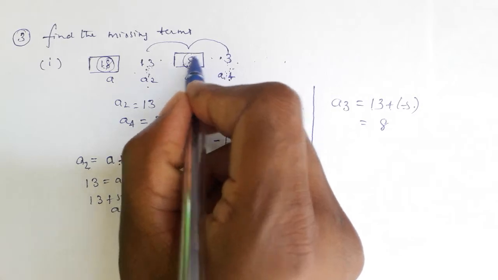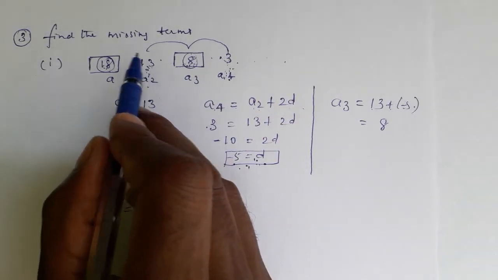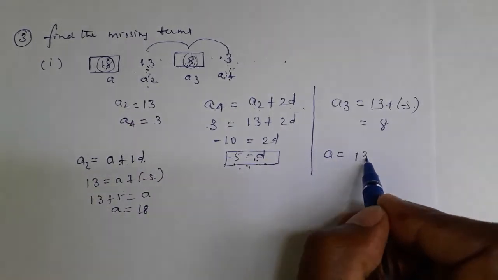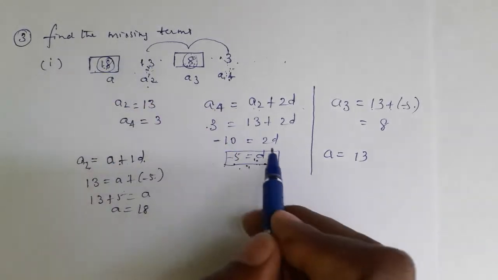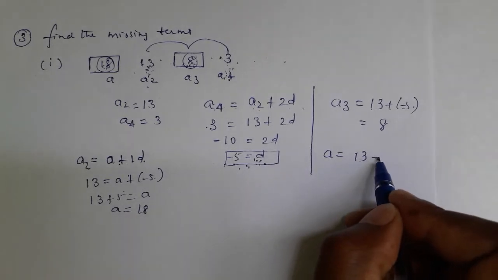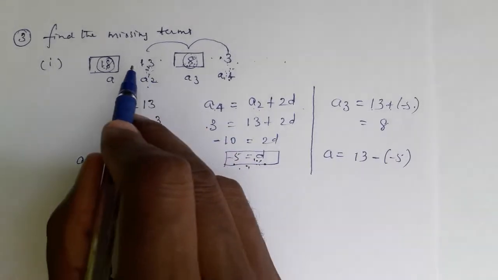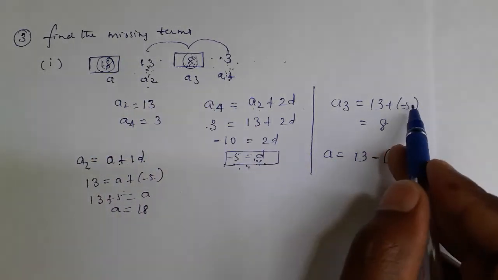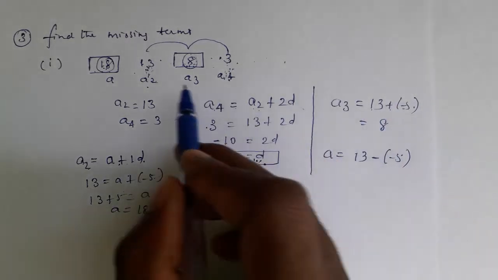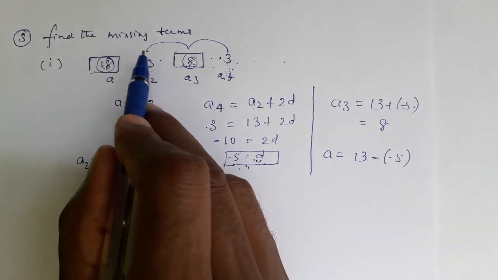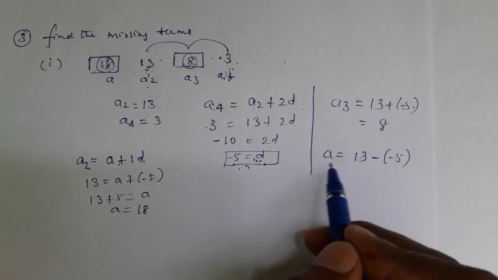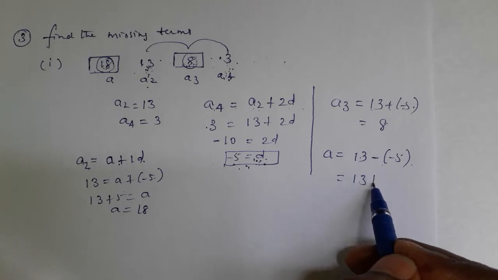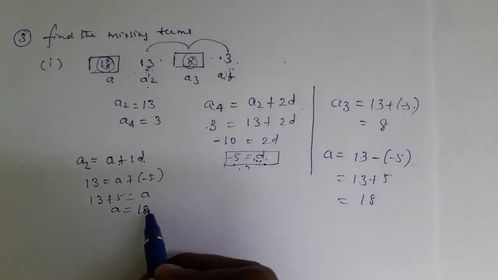That comes here. So if you know 13, how to get the previous number? First we write 13. To get the previous number, minus 5 you have to subtract. To get the previous number, always subtract the difference. To get the next number, add the difference. Get it? So now 13 I know, I don't know the previous number. To get the previous number, the common difference you have to subtract. That means 13 minus into minus, plus 5, is equal to 18. Here also I got 18 only.